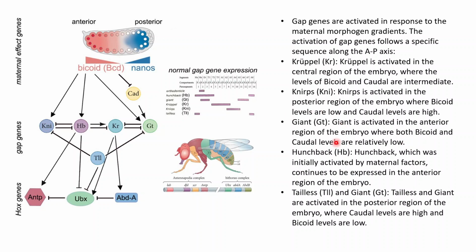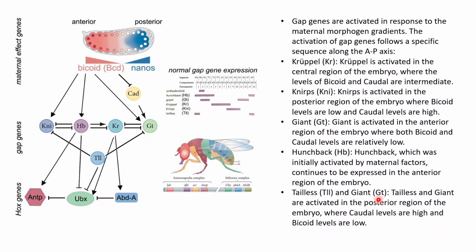Giant is activated in the anterior region of the embryo, where both bicoid and caudal levels are relatively low. So cripple and giant follow a similar kind of relationship here. Relatively low levels of bicoid and caudal will cause activation of giant. Hunchback, which was initially activated by maternal factors, continues to be expressed in the anterior region of the embryo. Hunchback will be expressed in the anterior region.